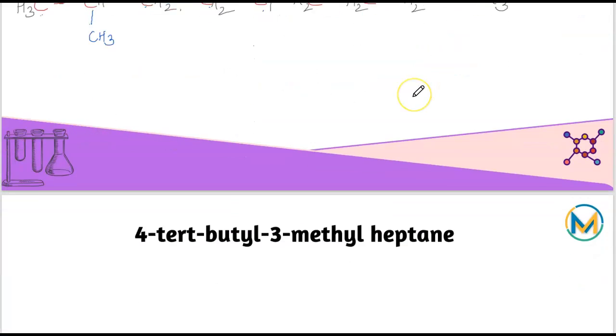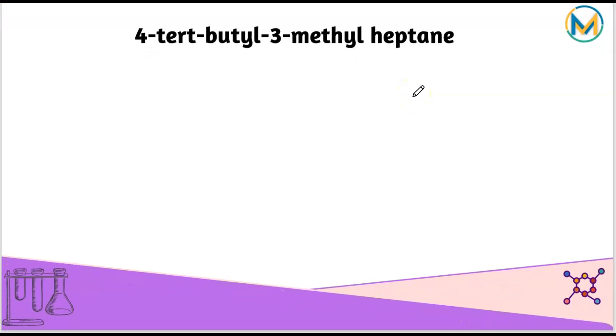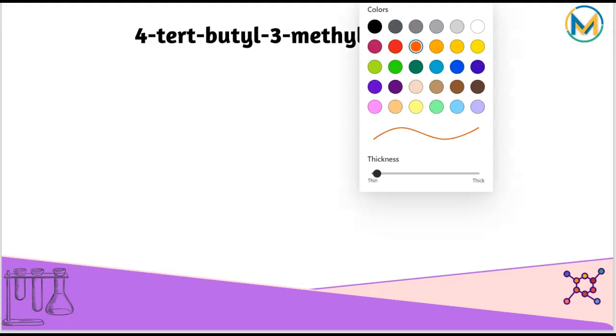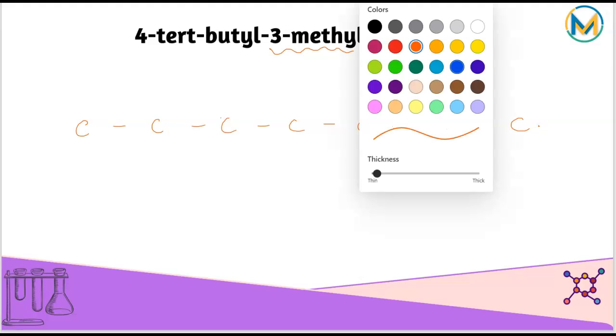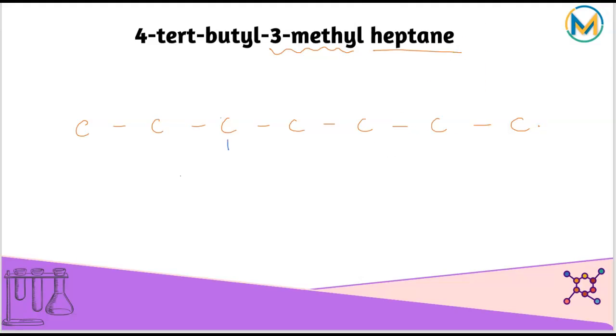Let's see the next one. The next one is 4-tertiary butyl-3-methylheptane. Same thing, we'll first draw the parent chain, heptane, which means 7 carbon atoms: 1, 2, 3, 4, 5, 6, 7. Then we have 3-methyl, so the third carbon has the methyl group. Let's take this one, CH3.